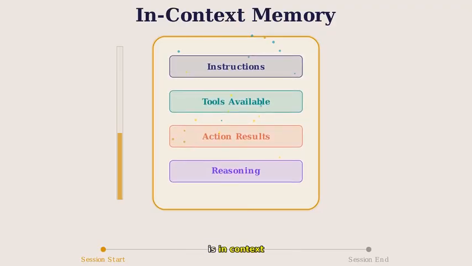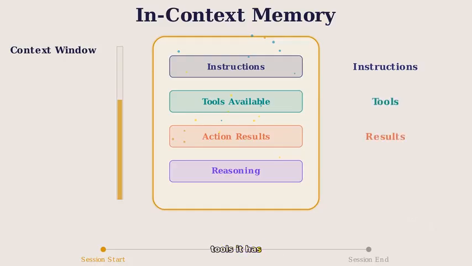The first type is in-context memory. It's the content actively present in the model's current context window, the instructions you gave it, the tools it has available, the results of actions it has already taken in this session, the reasoning it has written out.